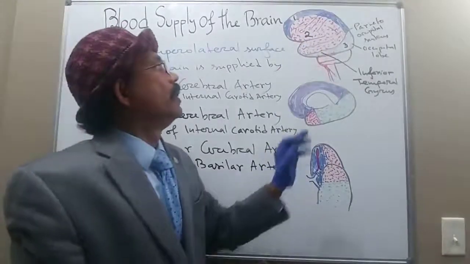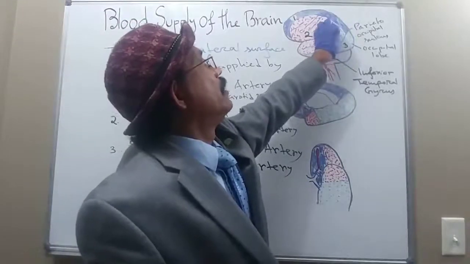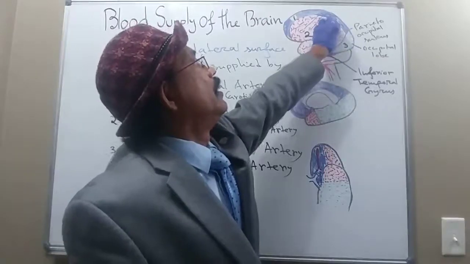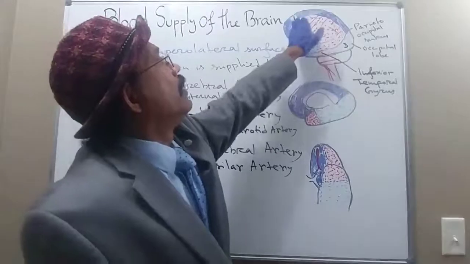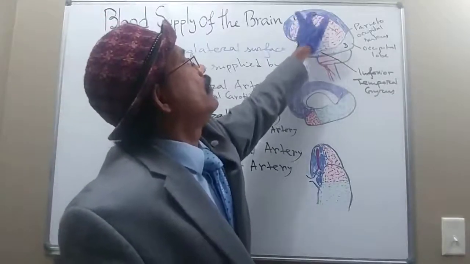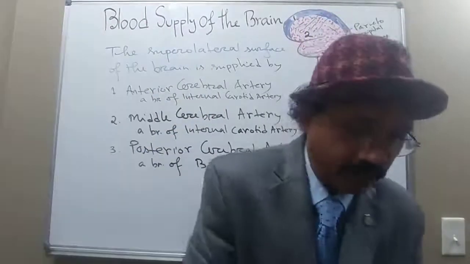And in the parietal lobe, this is the intraparietal sulcus. This area is supplied by the middle cerebral artery. This part is supplied by the middle cerebral artery. Only this part is supplied by the anterior cerebral artery on the surface.